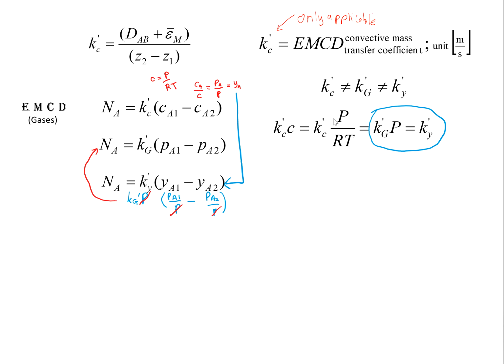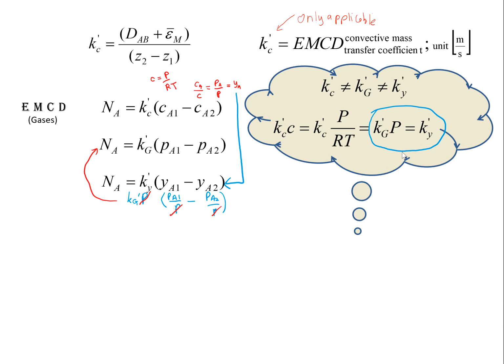Okay, so this indicates that this relationship or correlation can be used to interconvert between the value from mole fraction to the concentration or partial pressure. So how can you obtain this relationship? Actually, you can find it in Table 7.2-1 in your textbook.